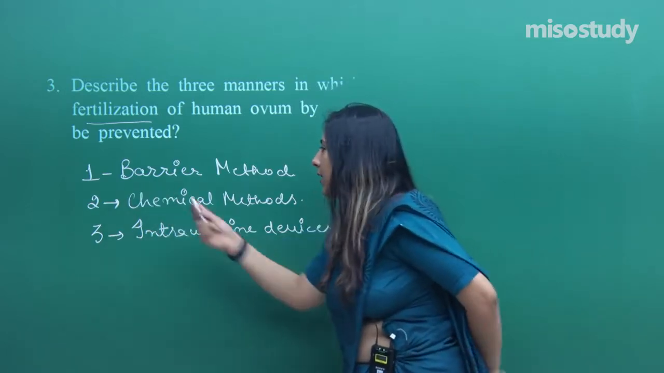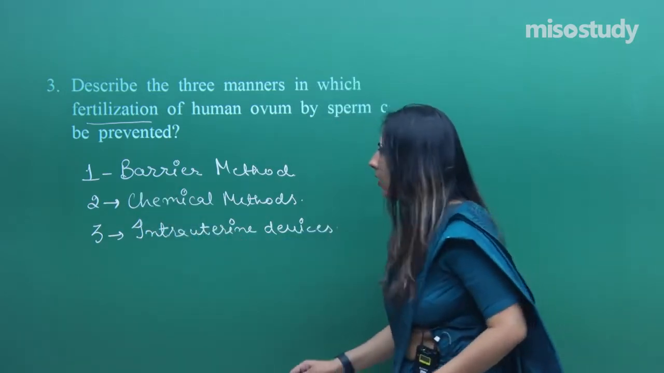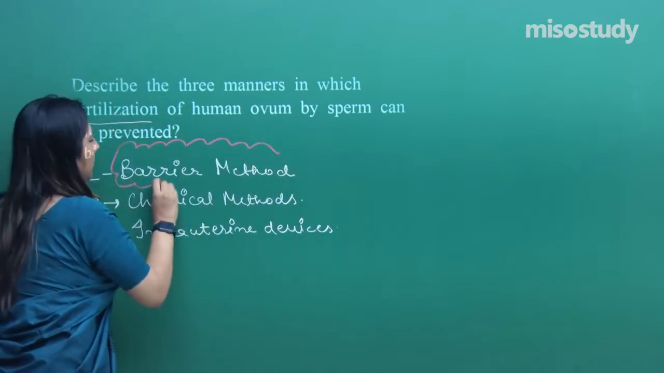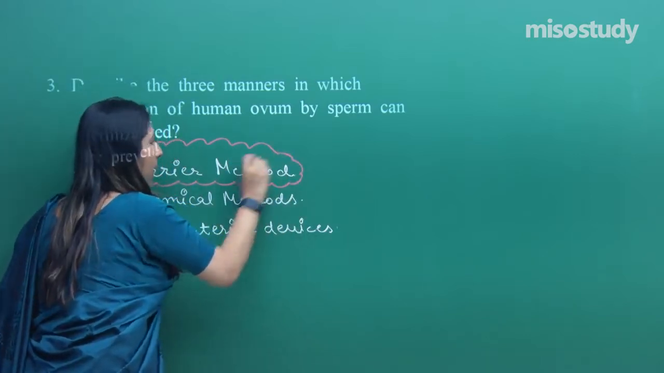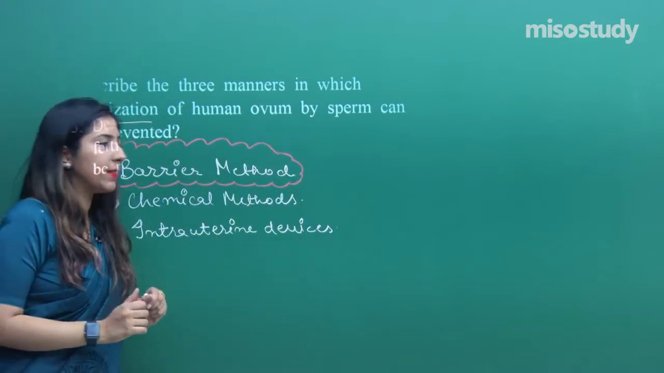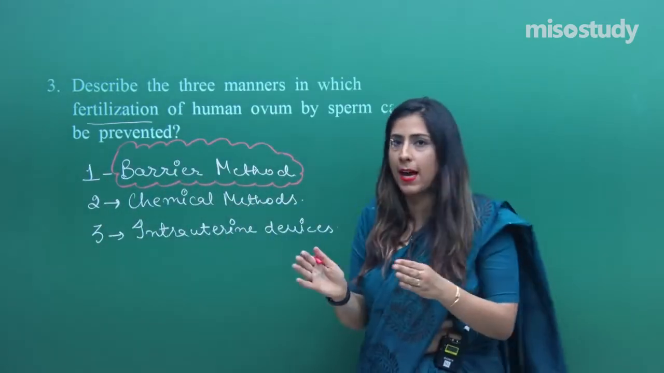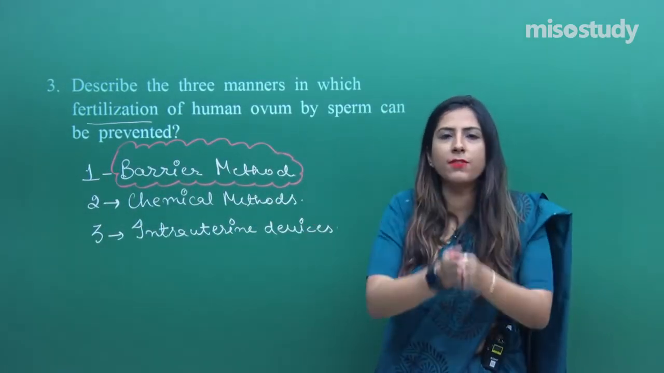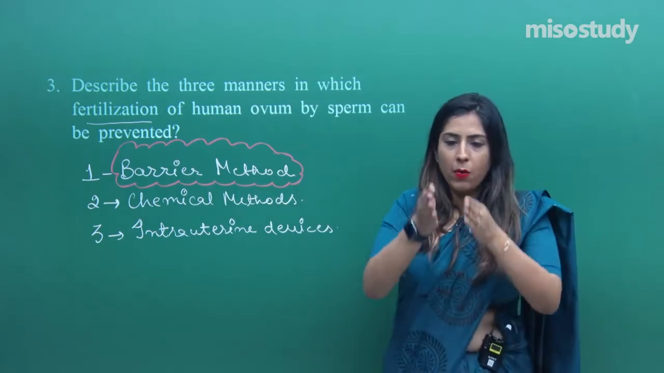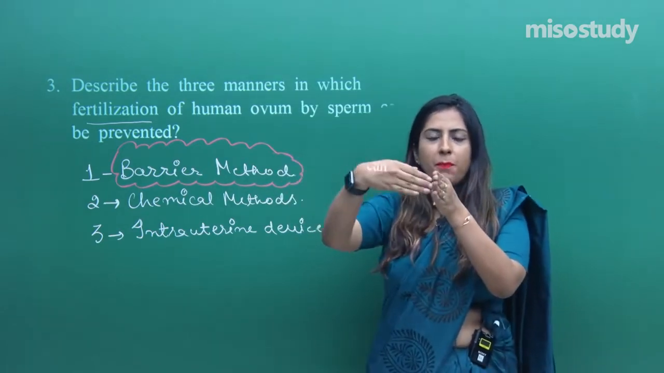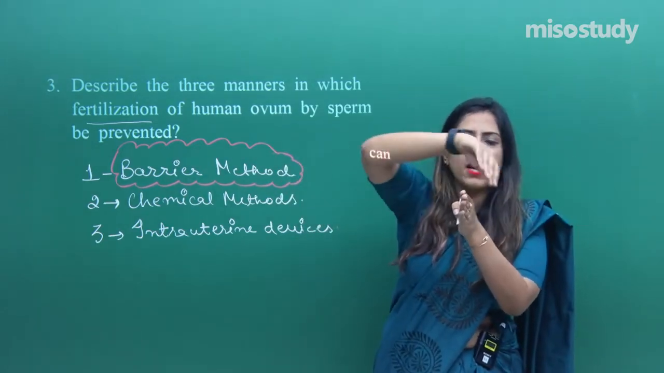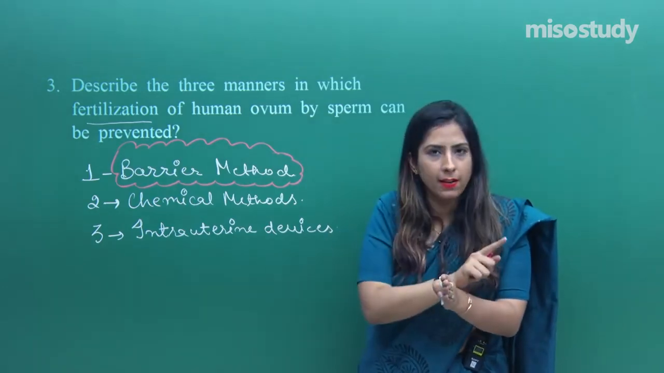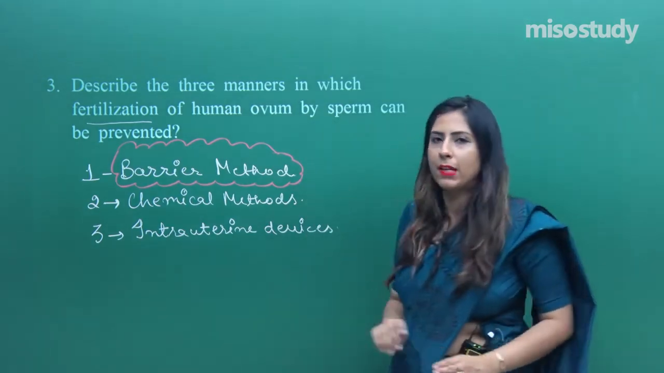First, as the name indicates, the barrier method. Barrier methods are those in which the sperm does not enter the vagina because of the presence of a certain barrier. Whenever those barriers are there, the sperm will not be able to enter the vagina, nor the fallopian tube where fertilization can occur. So this comes under the barrier method.